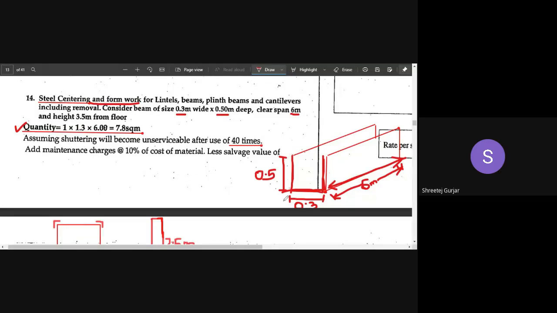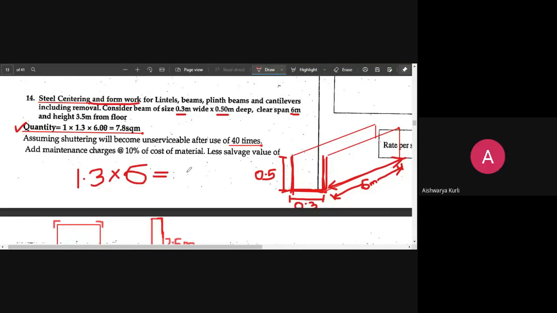0.5 plus 0.3 plus 0.5 is 1.3. Okay. Multiplied by the span, 6 meters. How much is it?